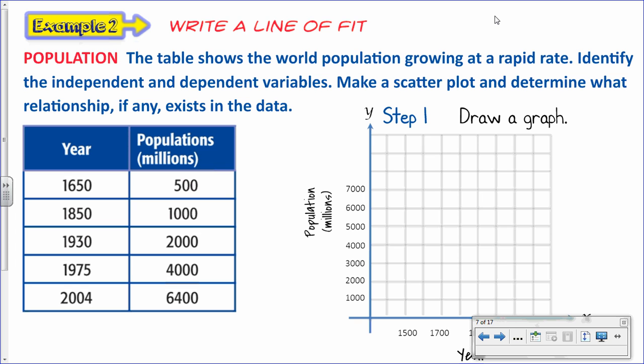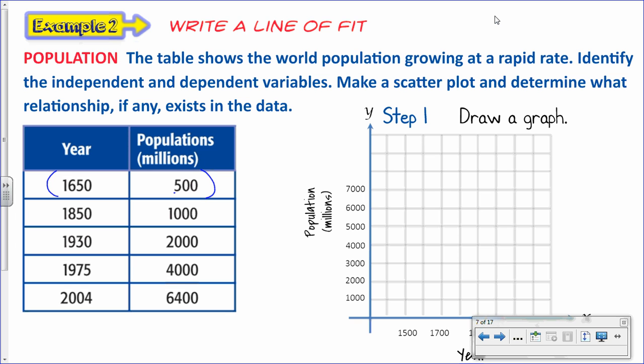Okay, so now, the table shows the world population growing at a rapid rate. We want to identify independent and dependent variables and then make a scatter plot to determine what relationship, if any, exists in the data. Okay, there's already some relationship here, isn't there? What's the relationship? Right, but more importantly, in 1650 there was what? Okay, so that's a relationship, isn't it?